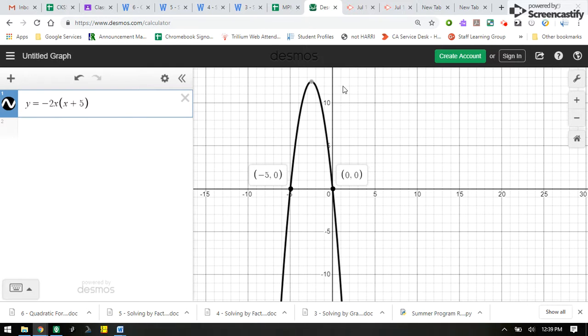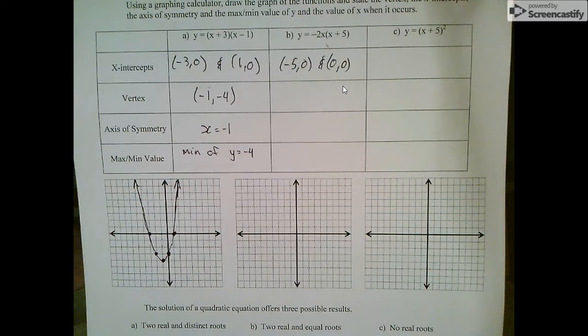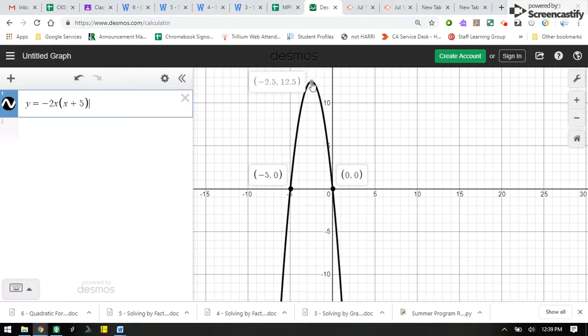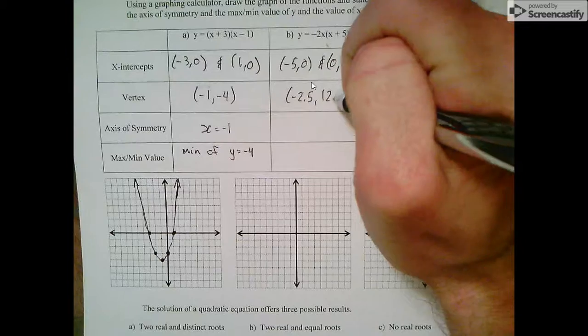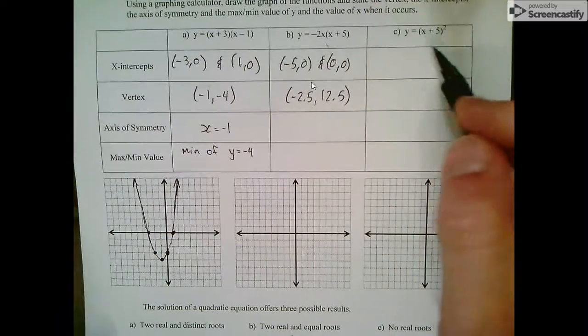So I put that in that first box right there. Its vertex is right up here at -2.5, 12.5. So notice how it was opening down.